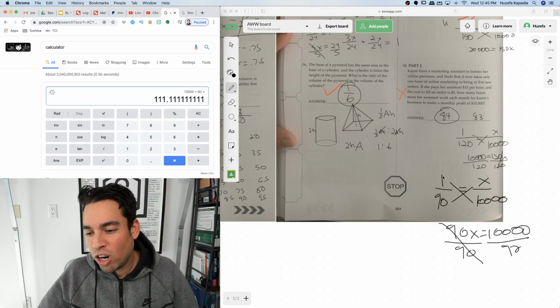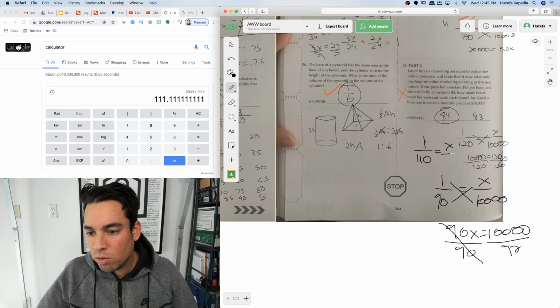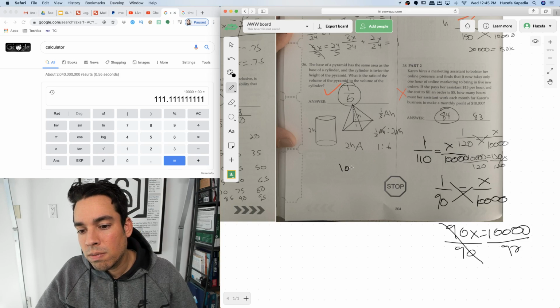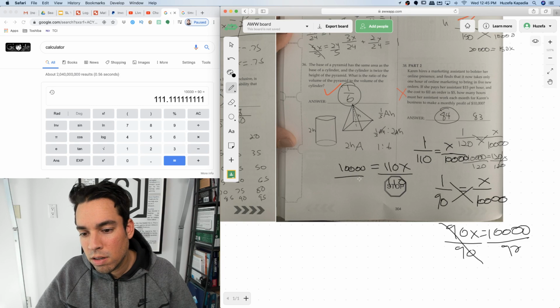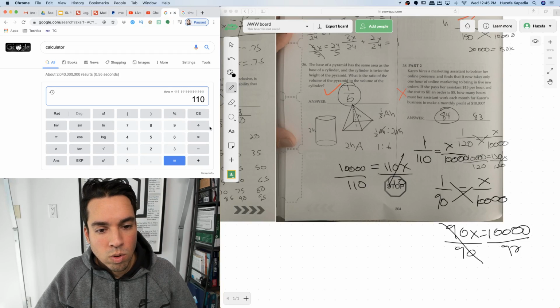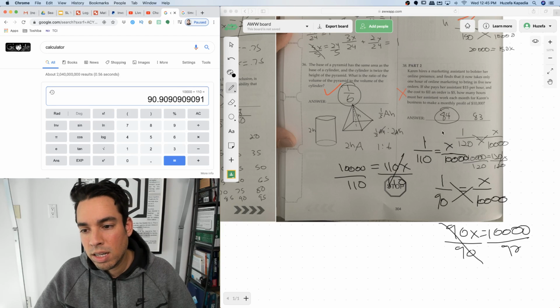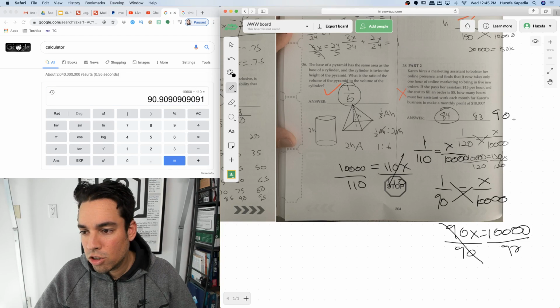Oh, sorry, I did the subtraction wrong. 40 minus 150 is 110. Yeah, there we go. 1 over 110 equals x over 10,000. There we go. So then it's 10,000 equals 110x, divided by 110. Divide by 110. And that equals 90.9. And that's what they got. So no rounding, just 90.9.